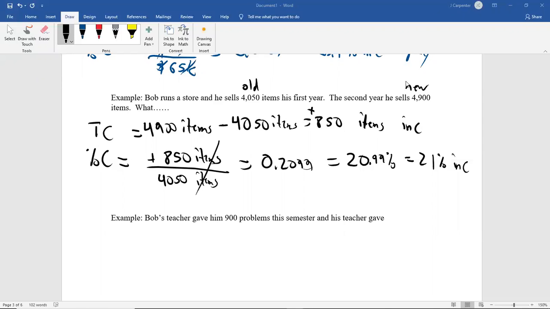So Bob's teacher gave him 900 problems this semester, and his teacher gave him 749 problems last semester. Find the, or let's, yeah, I'll say it a little differently. Find the total change and percent change. So same two questions from the last 5 examples roughly.